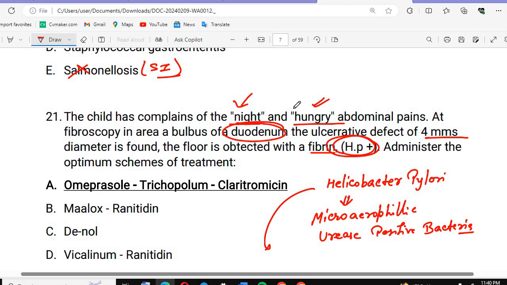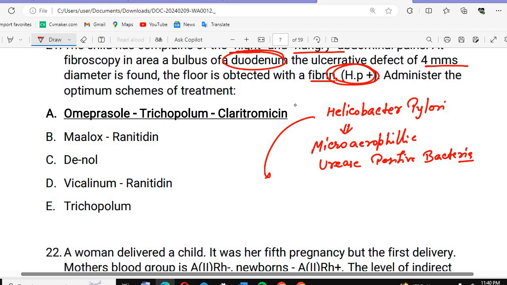So what is the treatment? We will give the triple therapy. So we will give omeprazole or pantoprazole. We will give the trichophylone. What is the trichophylone?